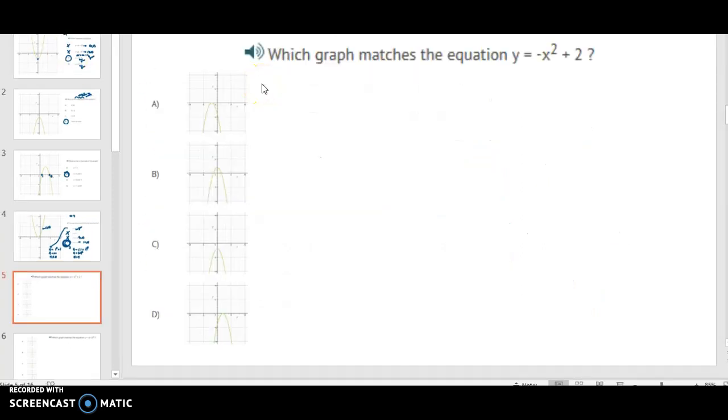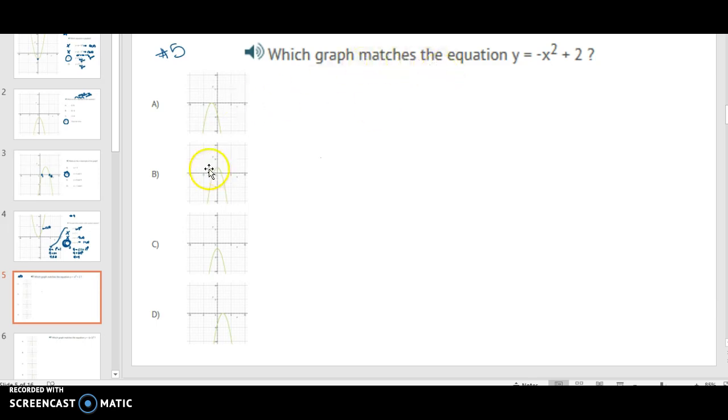All right, so let's keep going. This is number 5. Which graph matches the equation? And I'm going to apologize. These are like the smallest tiny little graphs. But when you are in USA Test Prep, when you hover over them, they get bigger so you could see them more easily. But just for these purposes, they're just tiny.